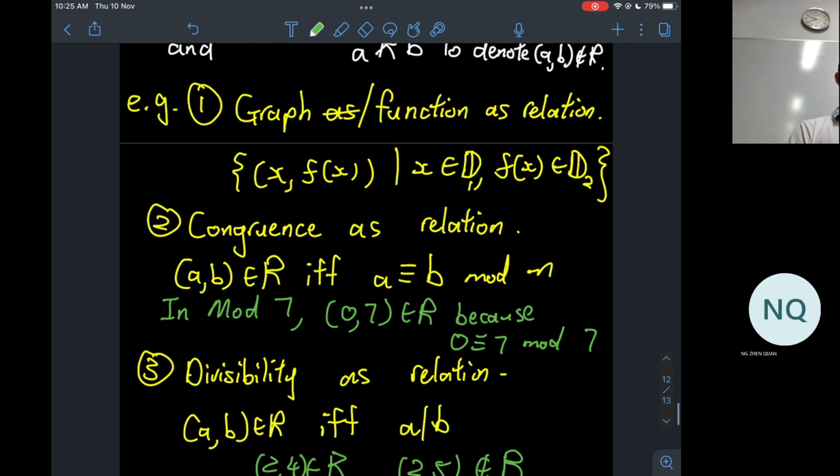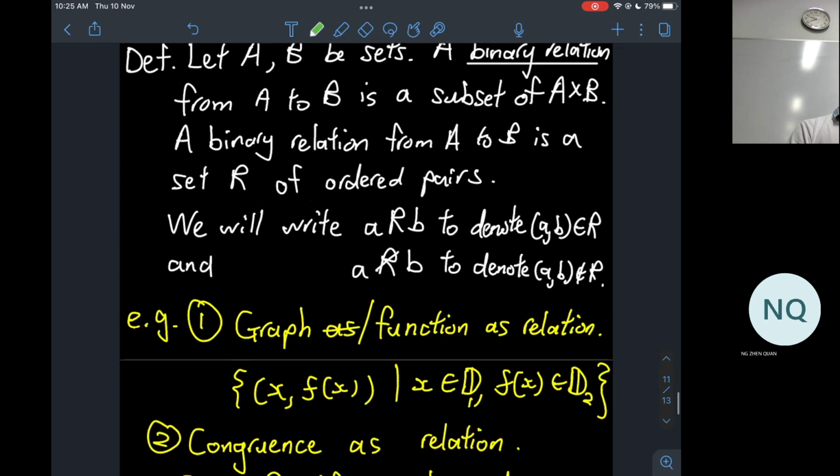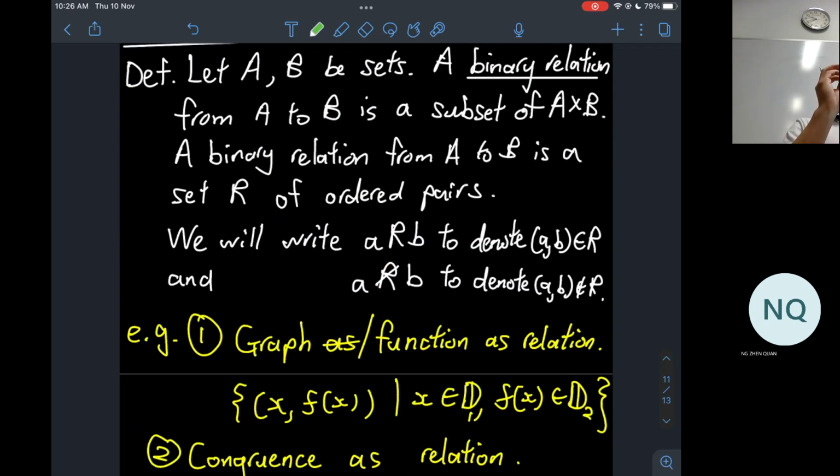How is a function a relation? How to check something is a relation again? It's a binary relation. So first you need to start with 2 sets. So in a function, what are the 2 sets here? The 2 sets here should be D1 and D2, right?